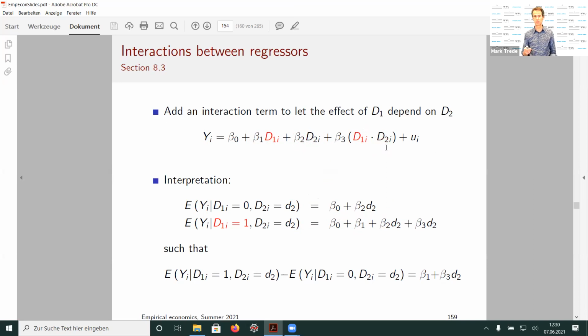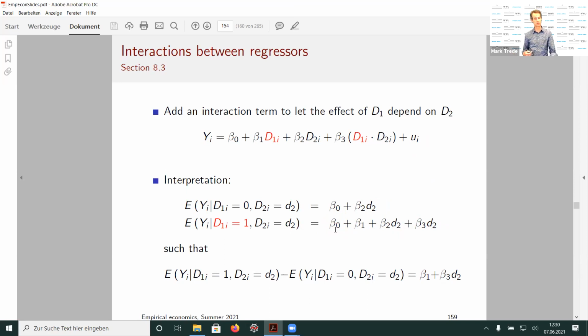Since we just leave that open and call it little d2, we get here beta 3, which is this slope coefficient, times d2. And of course, the expected value of ui is 0. Okay, so this is the expected value of y given d1 is 1.